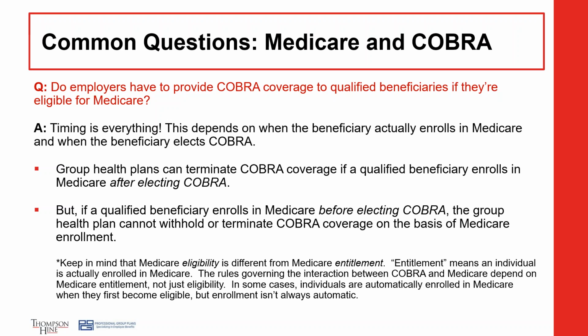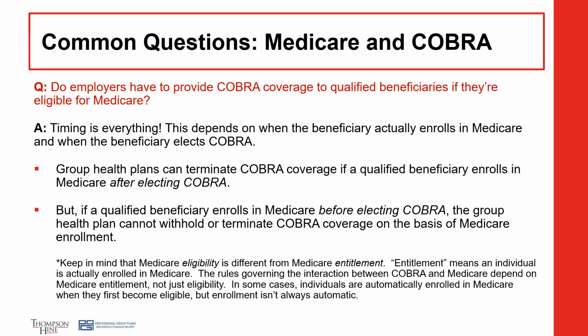If an individual enrolls in COBRA coverage first and then becomes enrolled in Medicare, the plan can terminate the COBRA coverage. But if a qualified beneficiary enrolls in Medicare first and then elects COBRA coverage, the group health plan can't terminate COBRA coverage because they've enrolled in Medicare. Now keep in mind, these rules apply to enrollment in Medicare, what the rules call Medicare entitlement.